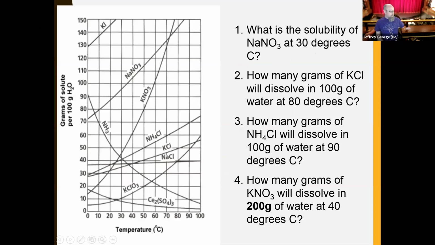All right, so I have 4 questions for you here, and on this slide you have the chart as well. I want you to answer these 4 for yourself. I'm going to give you just a few minutes while I take the attendance to look over these, and then we'll go over them.